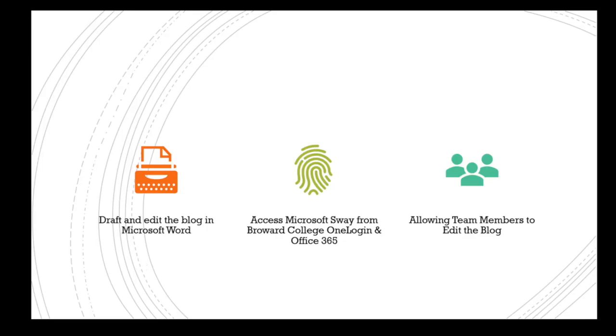So, just to recap, we've already gone over the fact that you need to draft and edit your blog using Microsoft Word before you even put it into Sway. We've already gone over how to access Microsoft Sway from your Broward College One login, and Microsoft Sway is located inside of Office 365, which you have access to online. And we've also gone over how to get your team members to edit the blog. One team member will have to be the first person to go in and basically select the template and share it with the other team members, but it is something that one person will have to do before you guys can all start working cooperatively.